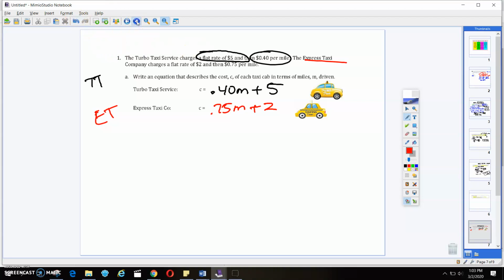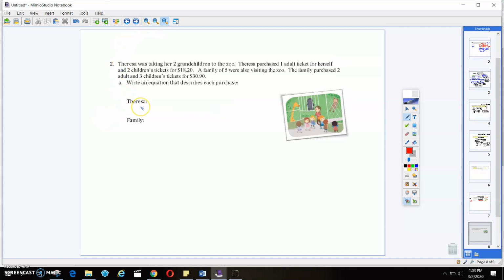So then let's talk about this next one. Teresa was taking her 2 grandchildren to the zoo. Also, y'all are gonna get a copy of this, so don't freak out if you don't get it all down. Okay. All right. Teresa purchased 1 adult ticket for herself and 2 children's tickets for $18.20. So let's just look at Teresa's life. We got 1 adult and 2 children, and she paid $18.20. She got a big family.